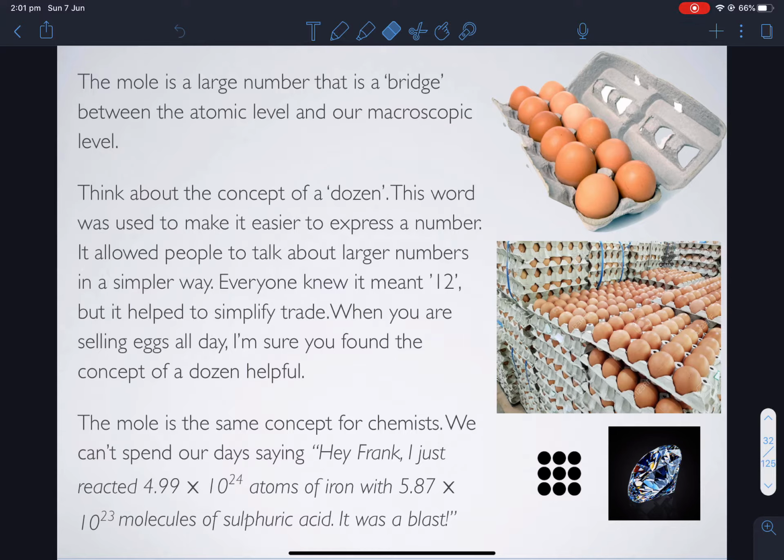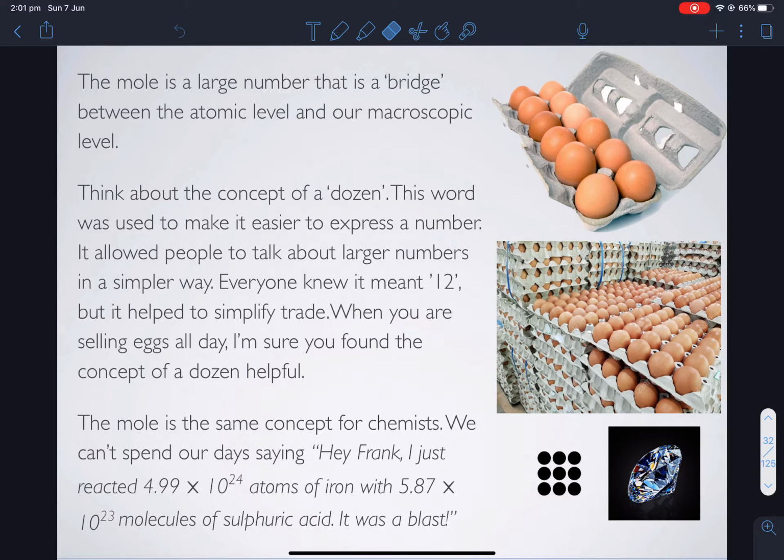And when we're dealing with the amount of chemicals all day, we find the mole also helpful. And so it's the same kind of concept. A dozen means a certain amount, and moles means a certain amount. They just mean very different numbers, but they're still meaning the same thing.